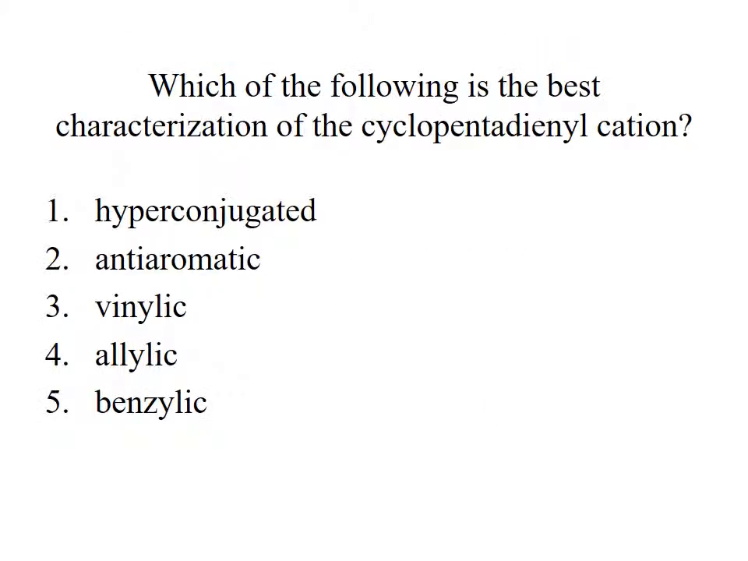Which of the following is the best way to describe the cyclopentadienyl cation? Well, cyclopentadienyl cation is a 5-membered ring with 2 double bonds plus a positive charge. So you have a p orbital that's empty. That means 4 electrons in its pi system. It's anti-aromatic.